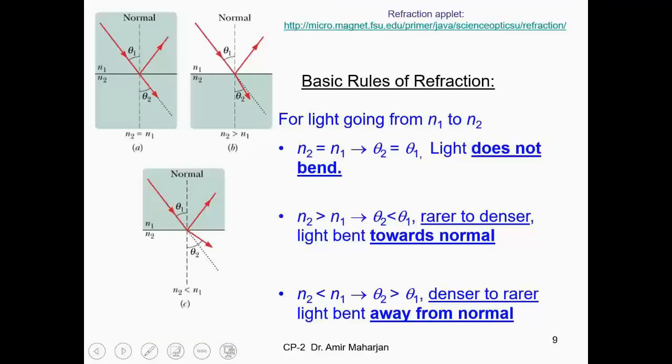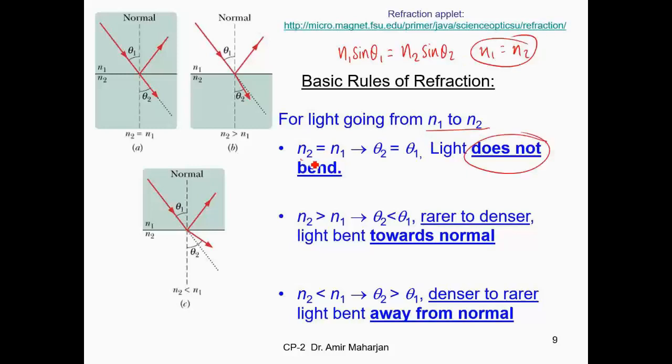Okay, so some basic rules again, just exploring various possibilities of Snell's law. First of all, light going from n1 to n2. Snell's law says n1 sin theta 1 is equal to n2 sin theta 2. So what happens if n1 is equal to n2? Obviously, light will not bend. I'm going to show you a picture of that consequence.